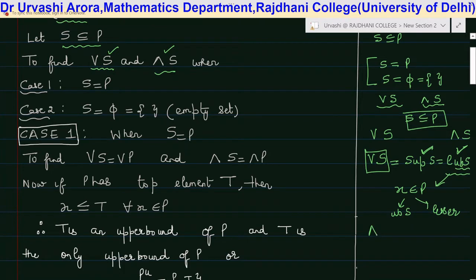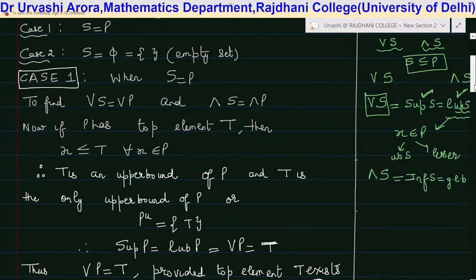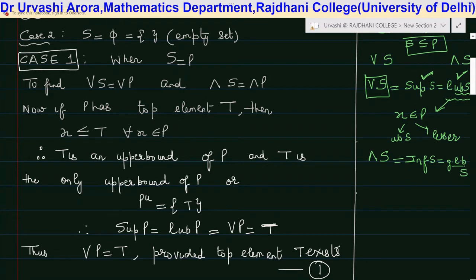And coming to the definition of meet of S, recalling the definition, meet of S stands for the infimum of S, or it stands for the greatest lower bound of S, which means that it is that lower bound of S which is greatest of all the lower bounds of S, which means that greatest lower bound of S is that element x belonging to P which is not only a lower bound of S but it is greater than any other lower bound of S. So it is greater than all the lower bounds of S.